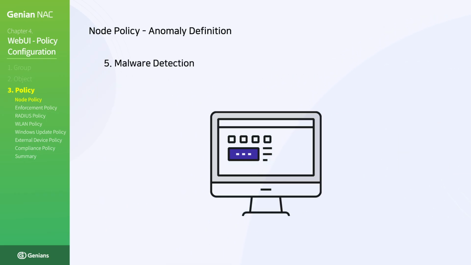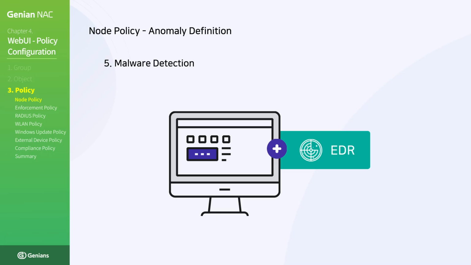The fifth event in Anomaly definition offers the capability to detect malware. The malware detection event identifies potential risks if malware is detected on an endpoint through the EDR plugin installed on the device. This feature is only available if an EDR solution is in place. If no EDR product is deployed, this function will not operate.